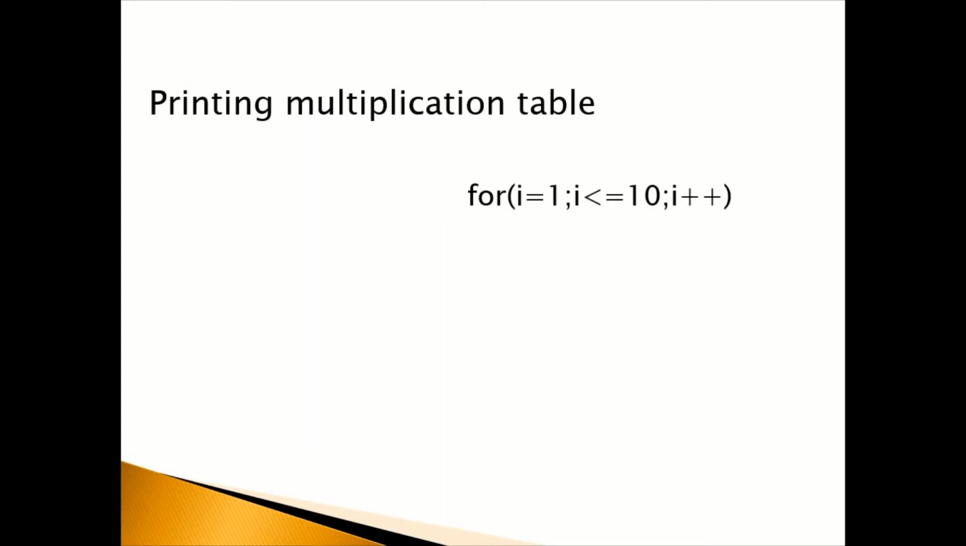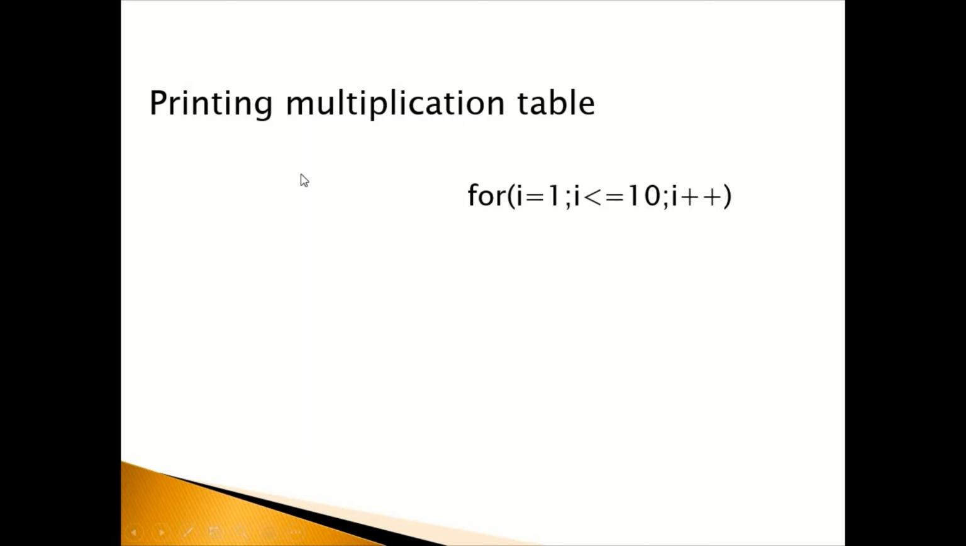Here the program uses a for loop. For I is initialized to 1, I less than or equal to 10, I plus plus. So for generating the multiplication table, first n is multiplied by 1, then it is multiplied by 2, then by 3, and so on up to 10.